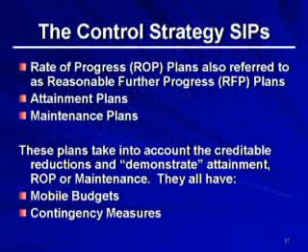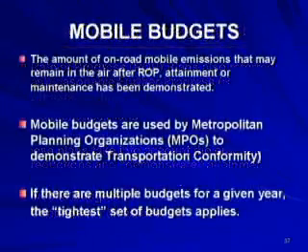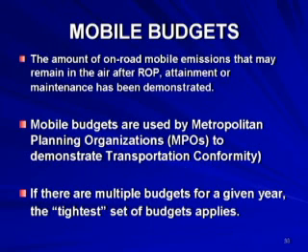The thing that these three SIPs all have in common: mobile budgets and contingency measures. Mobile budgets. Now first I'm going to tell you what a mobile budget is. It's the amount of on-road emissions that are specifically identified in a control strategy plan. So that means in a rate of progress plan, an attainment demonstration, or a maintenance plan, that can be allowed to remain in the air after attainment, rate of progress, or maintenance has been demonstrated.